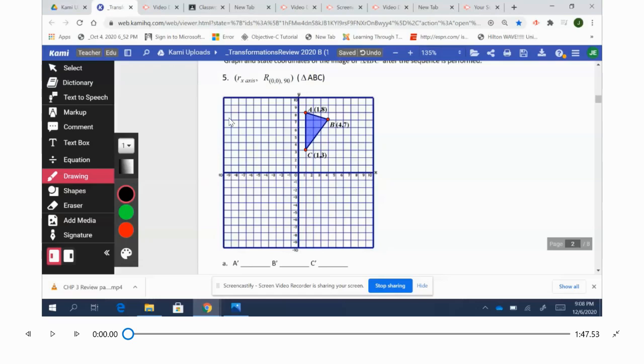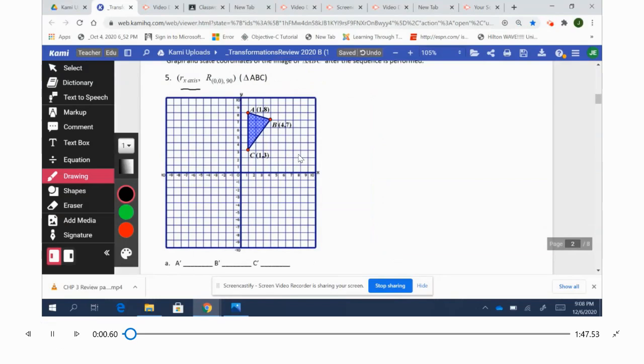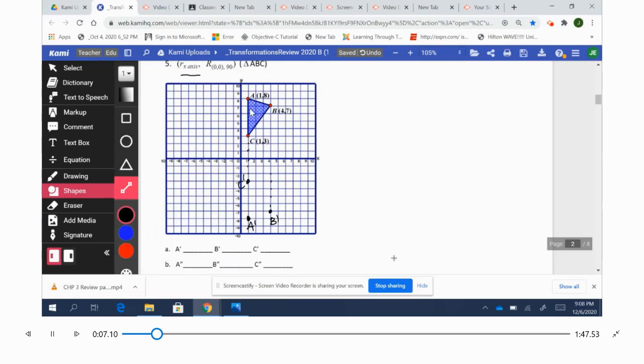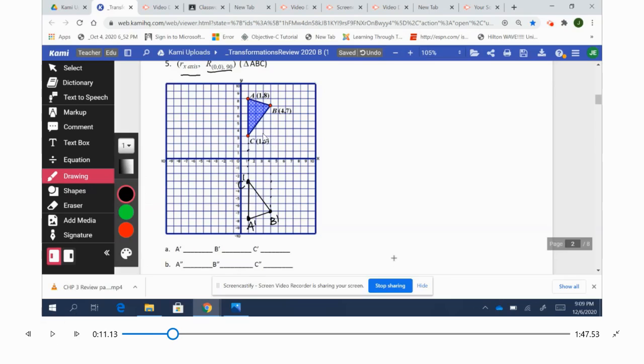So the chapter 3 review, page 2, we're looking at a reflection over the x-axis and then a rotation 90 degrees centered at the origin. So first we reflect over the x-axis, C goes there, C prime, A down to here, and B through here, okay, and B prime. Now we're going to rotate 90 degrees.